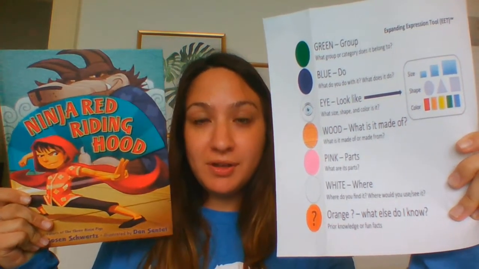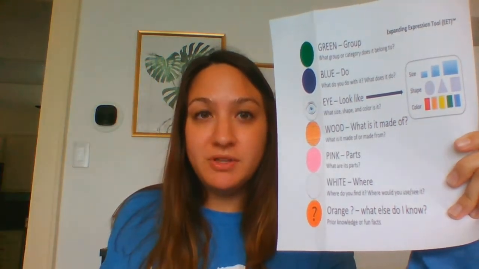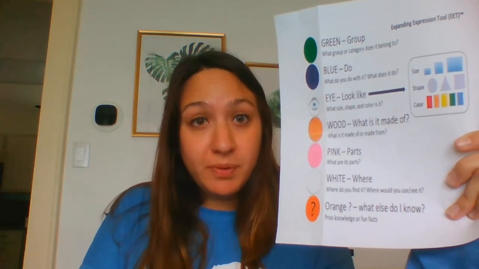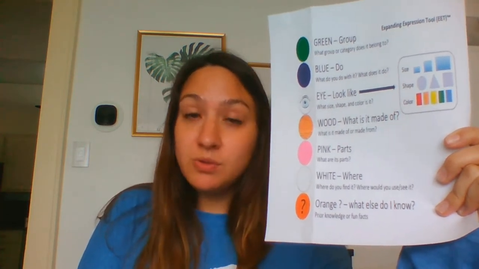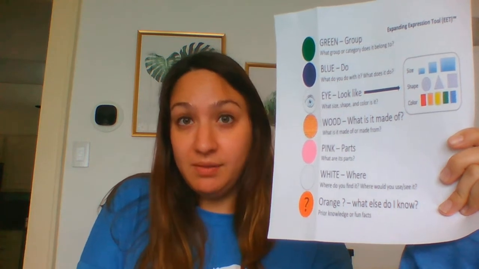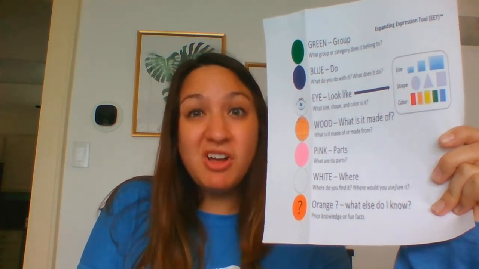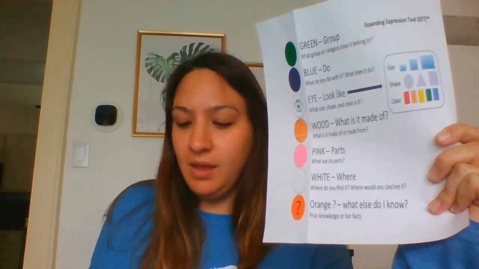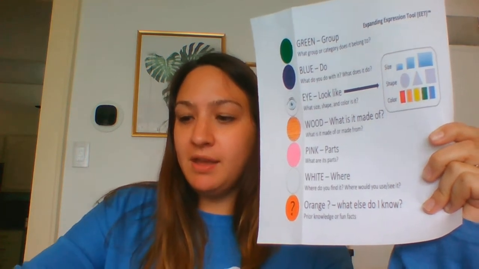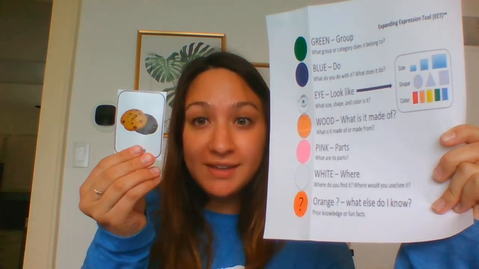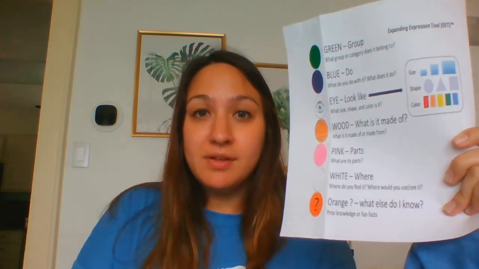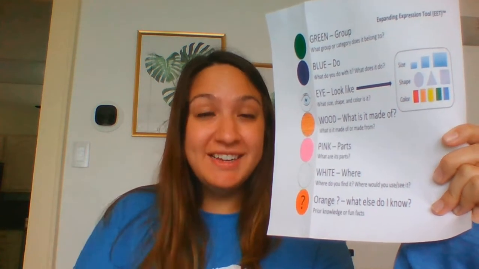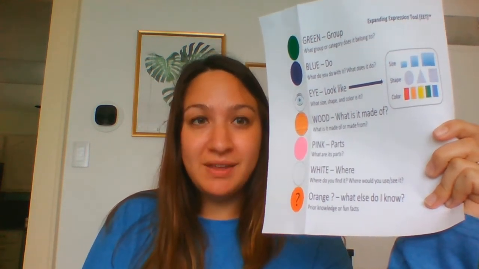If you're talking about a book, we would ask ourselves, okay, green group. What group of things does this book belong with? Well, it belongs with school things or things that we read, library things. It can belong in more than just one group. Now, if we're talking about something like a cookie, we might say a cookie belongs in the group of food, sweets, snacks. You can decide what group it belongs in.